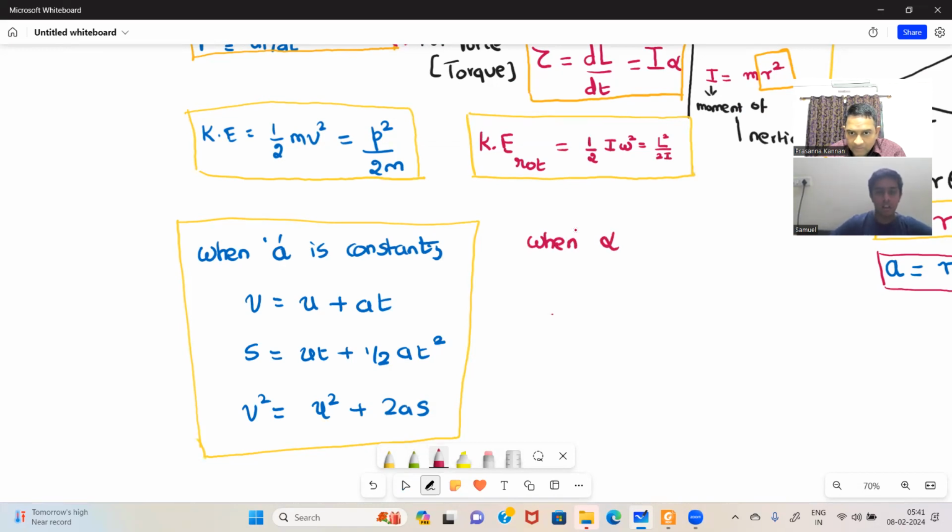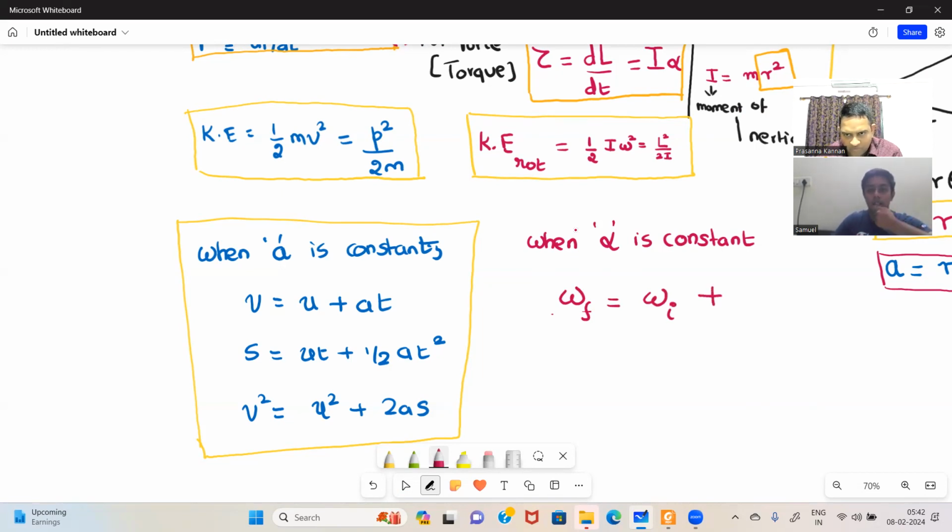So when angular acceleration is constant, wherever V is used, what are you going to use? Without looking at the table in the notes, tell me. What is the equivalent of velocity in rotational motion? Omega. Good, angular velocity. You can call it final angular velocity, and U is initial velocity in linear motion. So here you will call it what? Omega I. Right. Initial angular velocity.